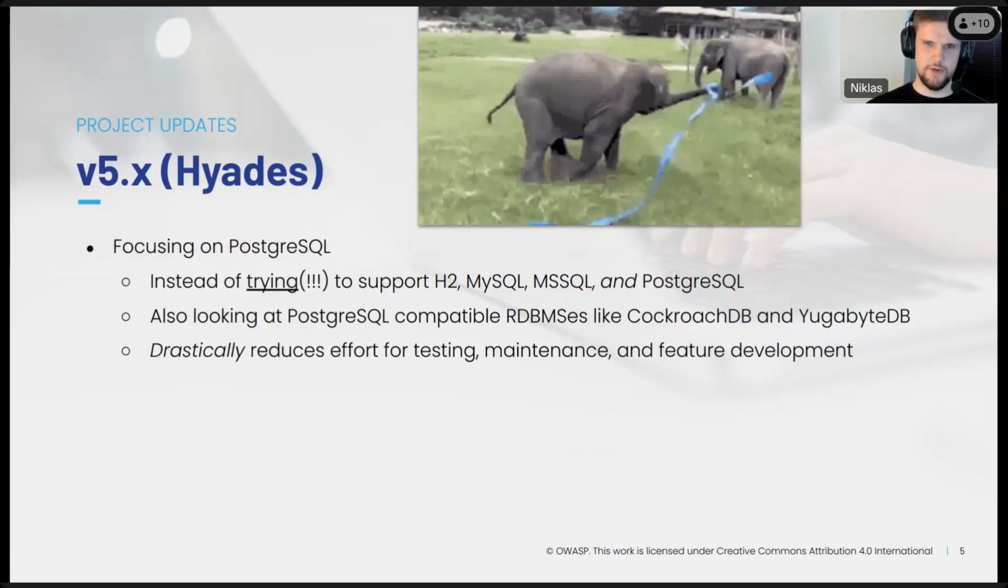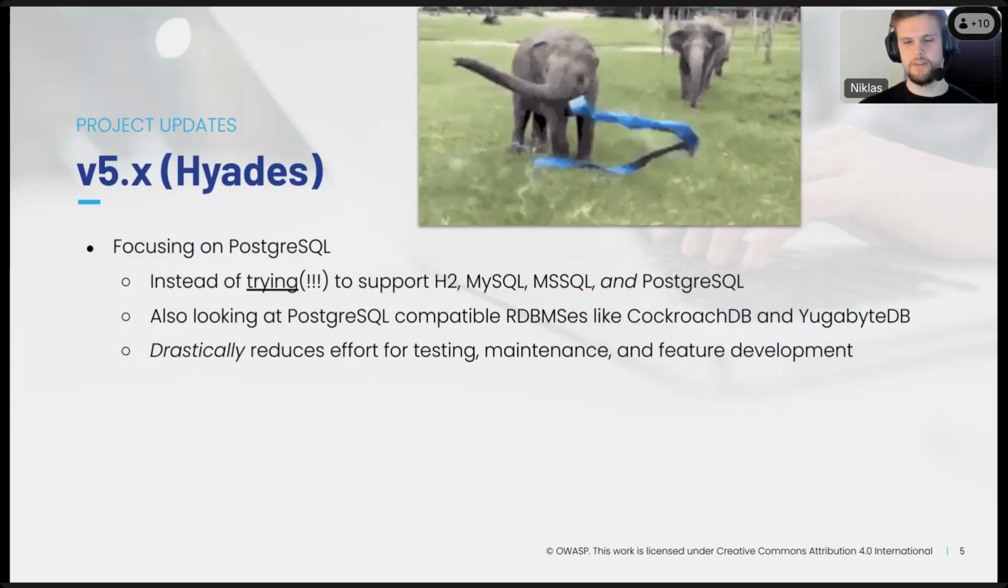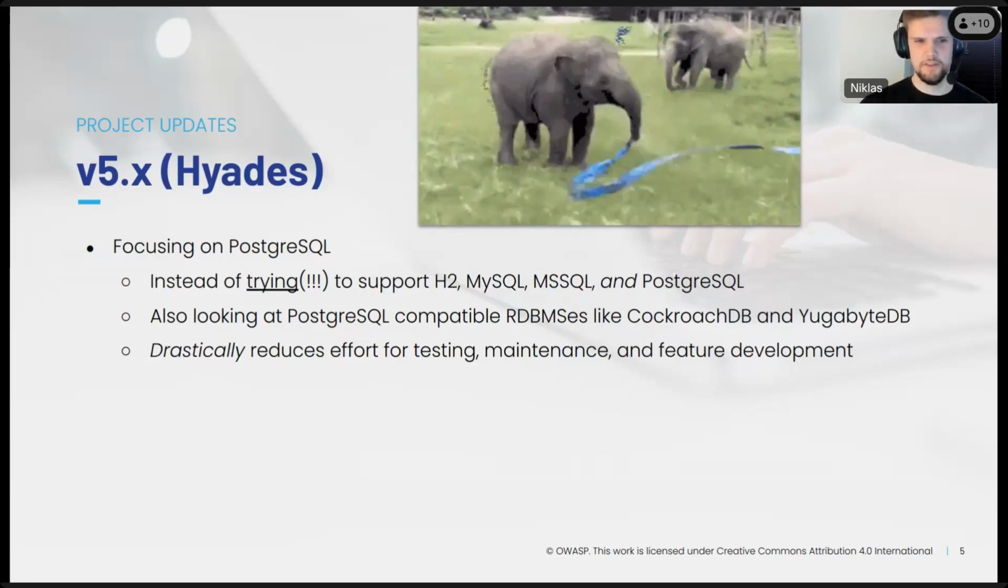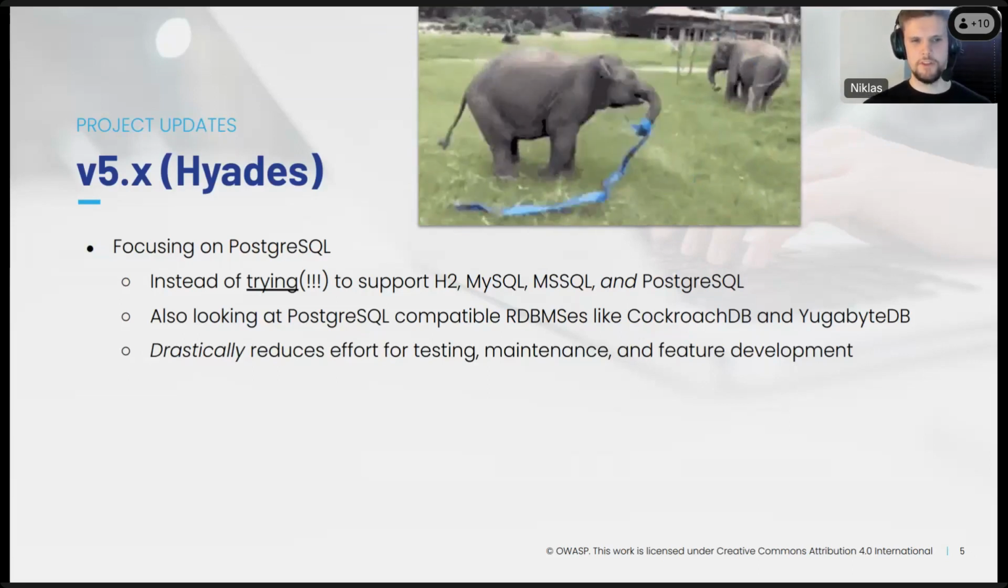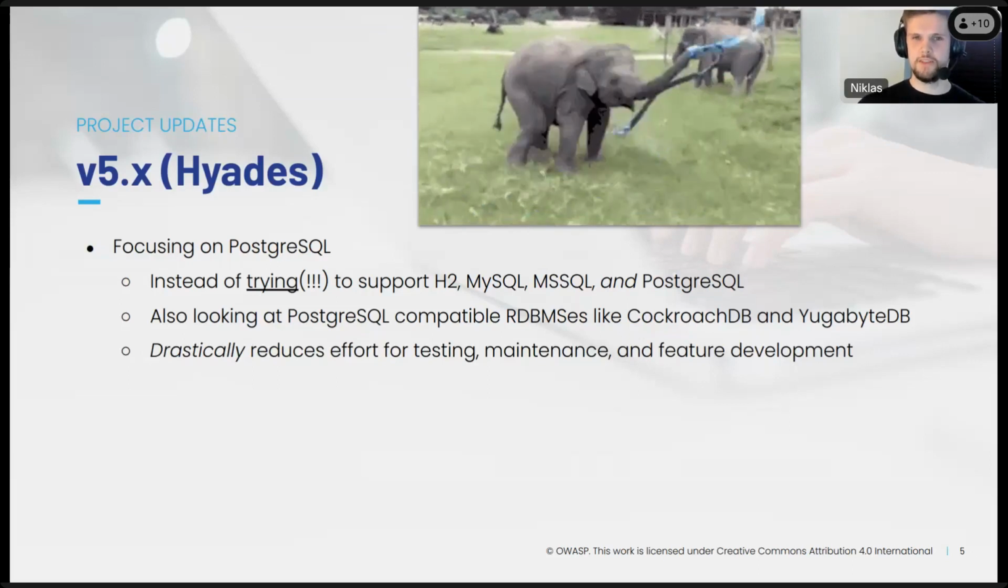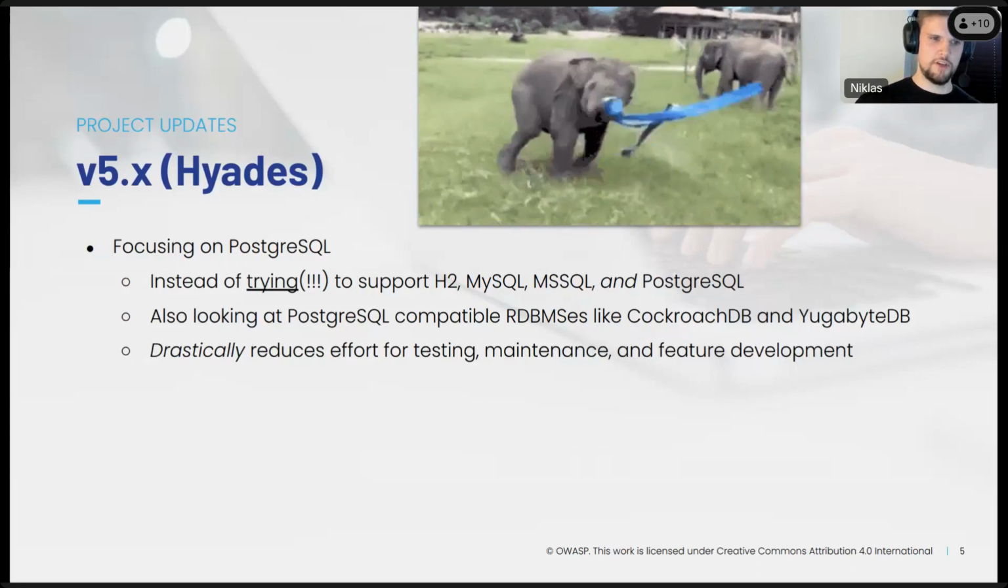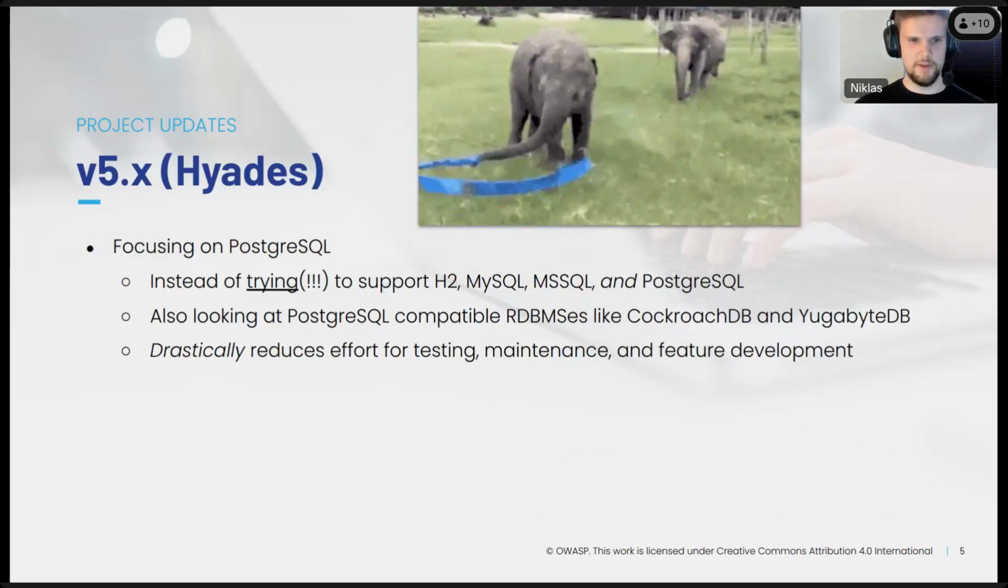And this drastically reduces the effort needed to maintain, test, and also develop new features for Dependency-Track going forward. Because now we don't have to test with 4 databases anymore. If you think about it, you develop a new feature, and now you have to test it against 4 database systems. It just explodes effort-wise.